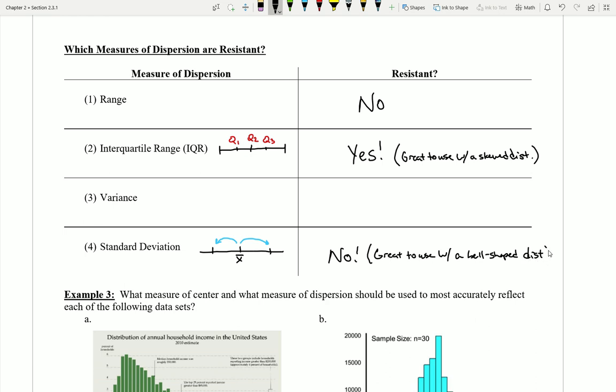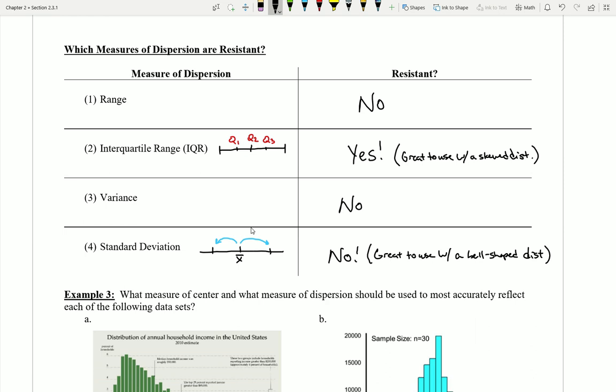distribution. Now the variance is, remember, the exact same thing as the standard deviation, only squared, and so automatically it will not be resistant because the standard deviation was not resistant.